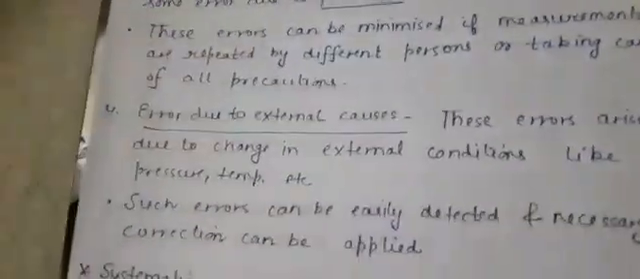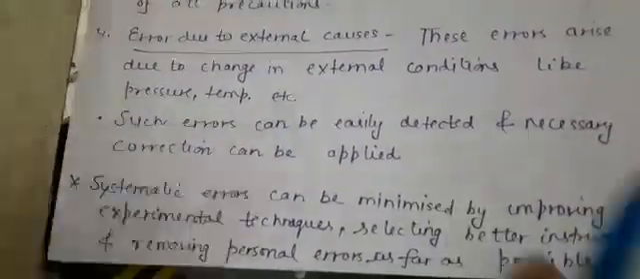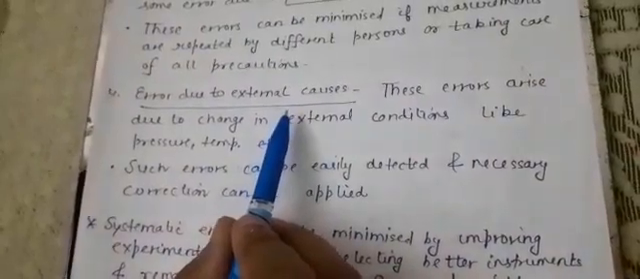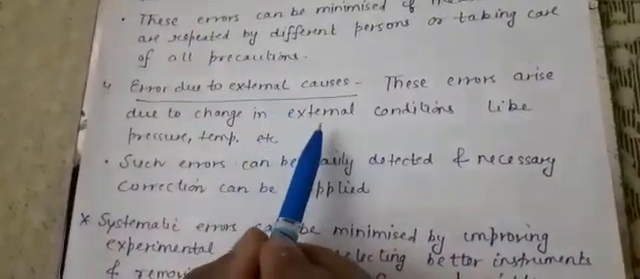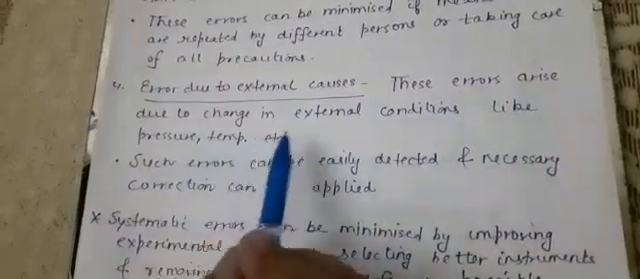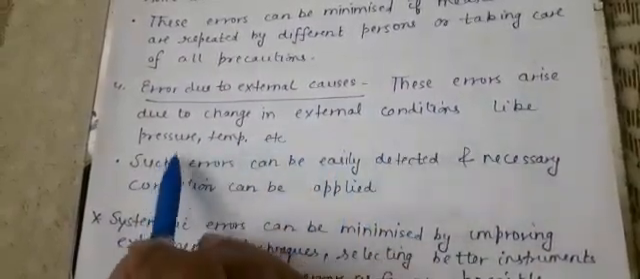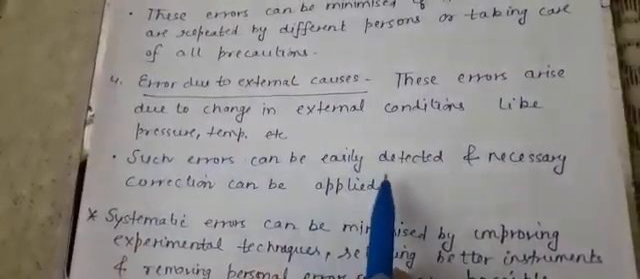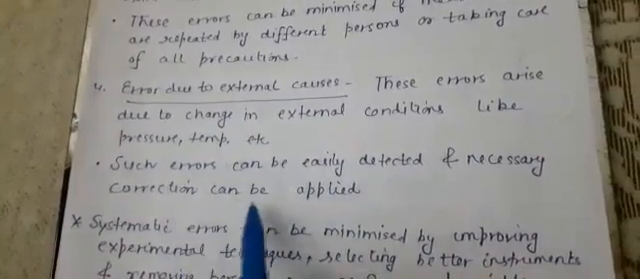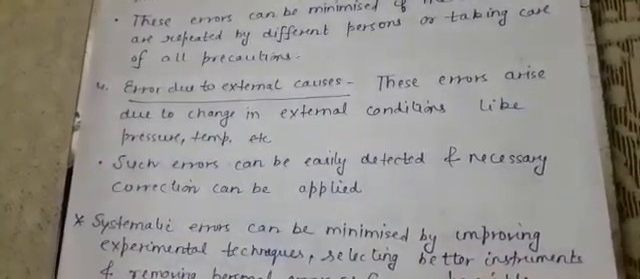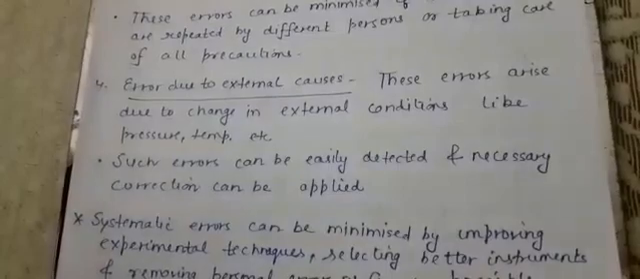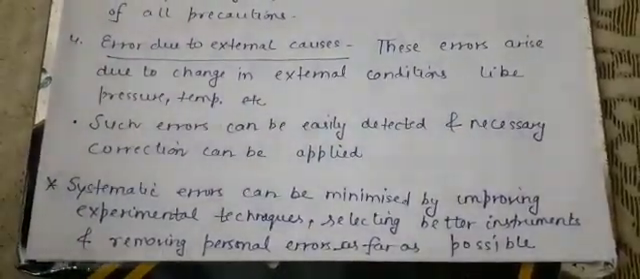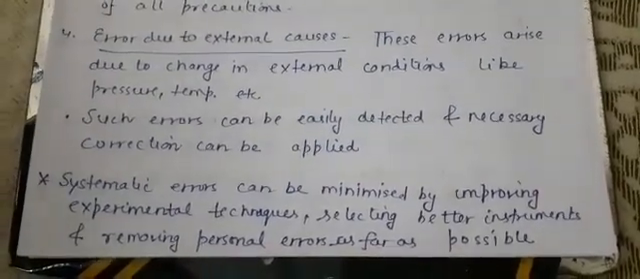Now next is error due to external causes. What are external causes? External causes can be in the form of temperature, pressure, outside the experimental setup. These errors arise due to change in external conditions like pressure, temperature, etc. Such errors can be minimized, can be detected, and necessary corrections can be applied. See, when you are performing experiments, if any physical condition changes, then there can be variation in the result.